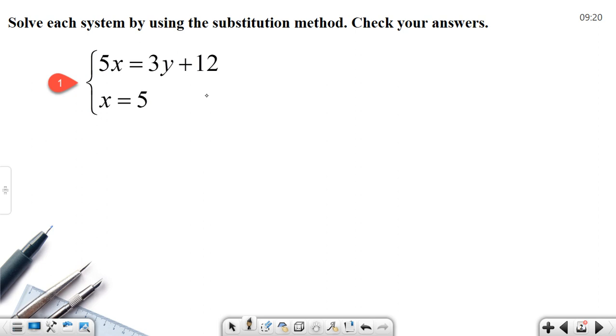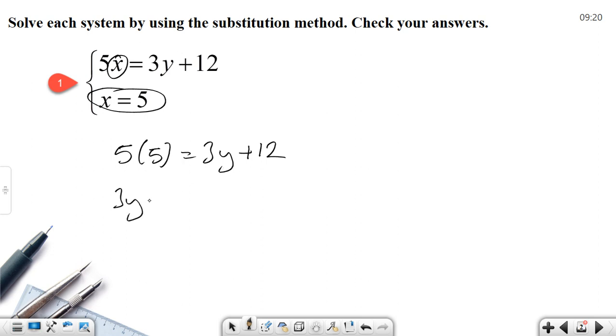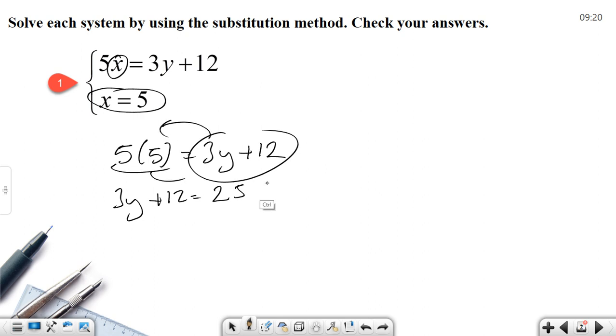So 5x equals 3y plus 12. What is the given value of x? x is 5. So here I'm going to write 5. 5 times, what is the given value of x? 5. Equals 3 times y plus 12. 5 times 5 is 25. But here, I want to write 3y plus 12 equals 5 times 5, 25. I only change the equation's place. I take the right side and the other side and change their places. I can do that one, they are equal, so the equation didn't change.